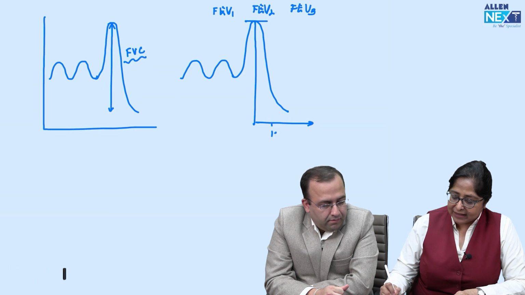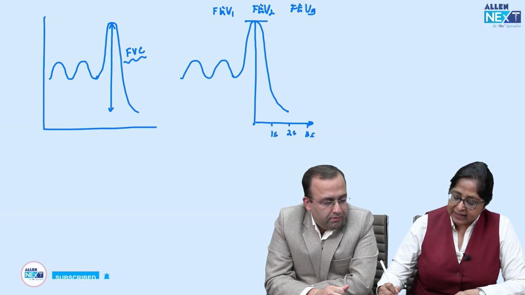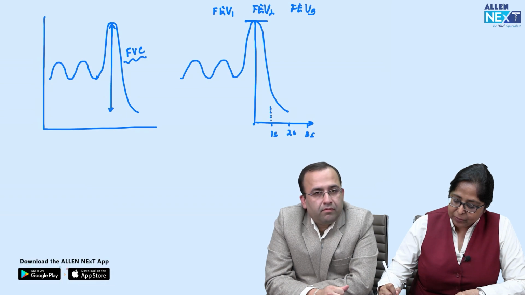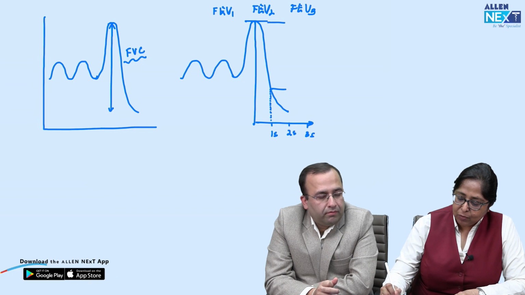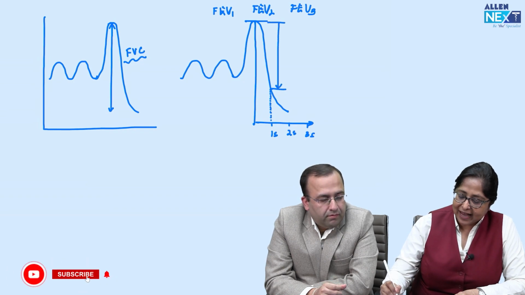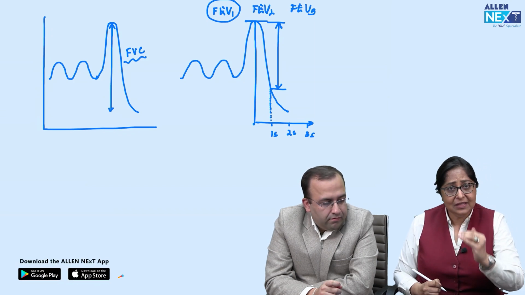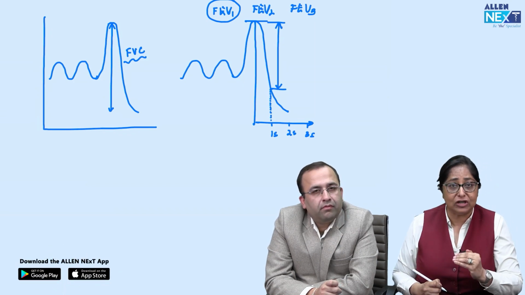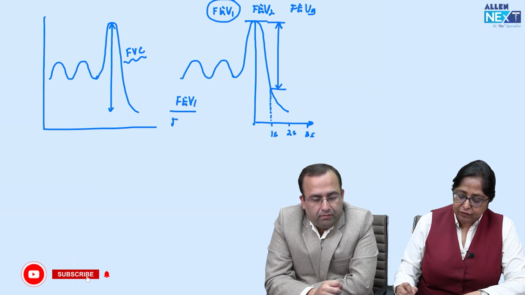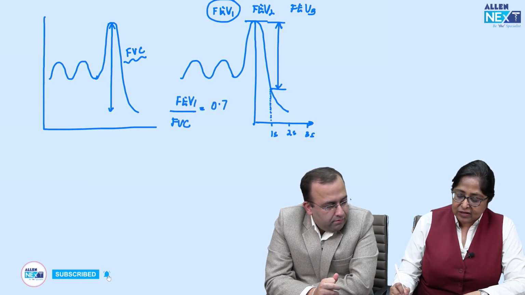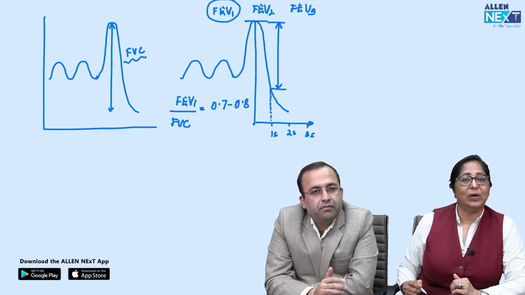So this is 1 second, 2 seconds, 3 seconds. Now, what is FEV1? I will extrapolate this point and take it onto the graph. So this is the volume of air expired at the end of 1 second. Now, this is expressed as a ratio, and it is normally expressed as a ratio of the forced vital capacity. So this has to be 0.7 to 0.8, 70 to 80%.